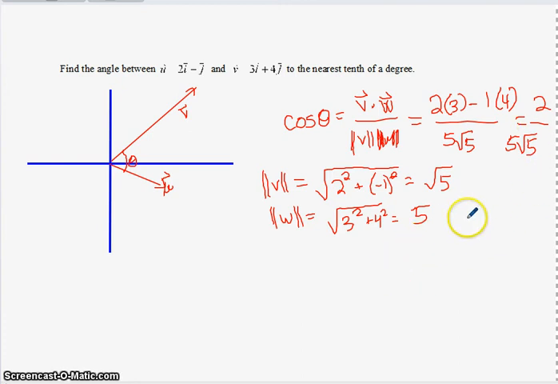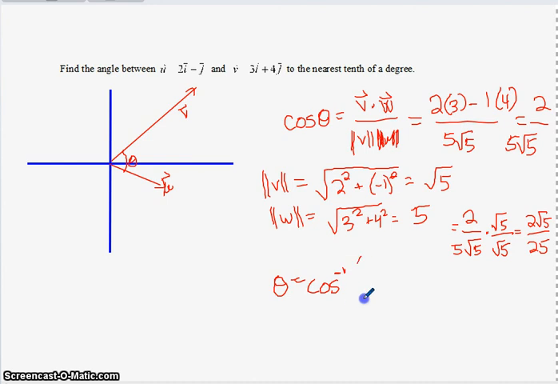So we could even rationalize the denominator. I mean, we're going to plug this into a calculator anyway, but that's going to be 2 square root of 5, and so we have 5. This square root of 5 times square root of 5 is 5. Multiply that by 5 again, and we get 25. Okay, so that gives us this. Now the cosine of theta is equal to this number. So I can say that theta is equal to the inverse cosine of 2 square root of 5 over 25.